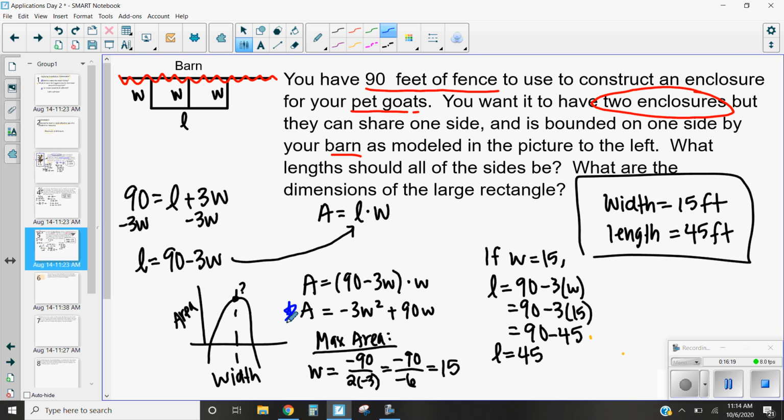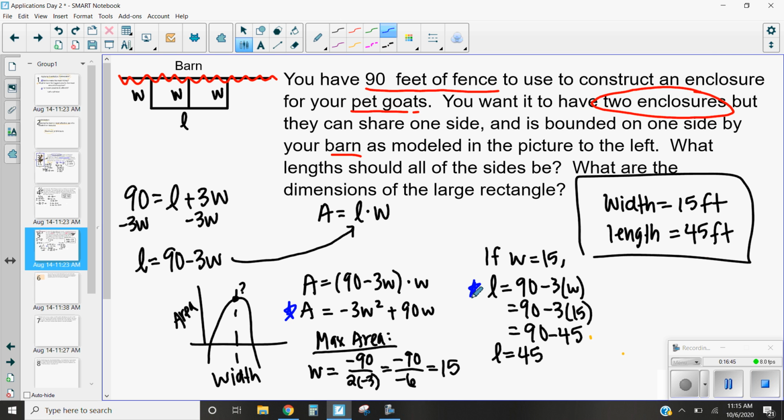So our width equals negative b over 2 times a, or negative 90 over 2 times negative 3. As we simplify that, we get 15. So that means our width has to be 15 to get that maximum area. So if our width is 15, what does that mean our length is? Well, we can substitute that 15 back into this length equation that we calculated here. And as we substitute in, we get that our length equals 45 feet.